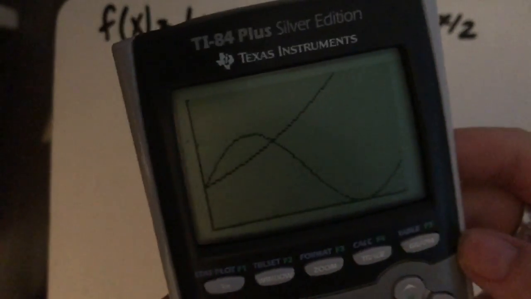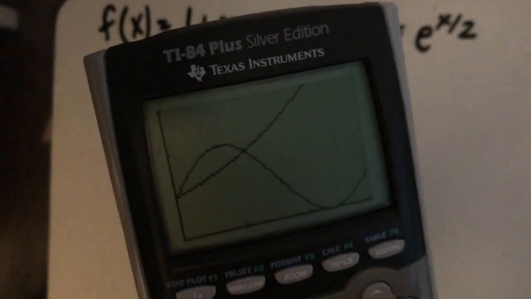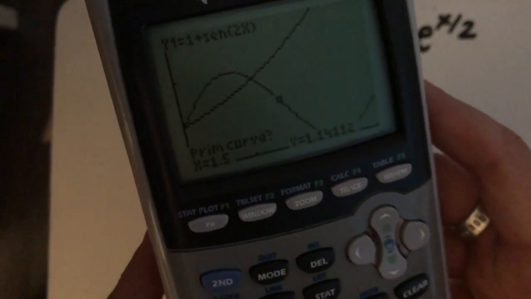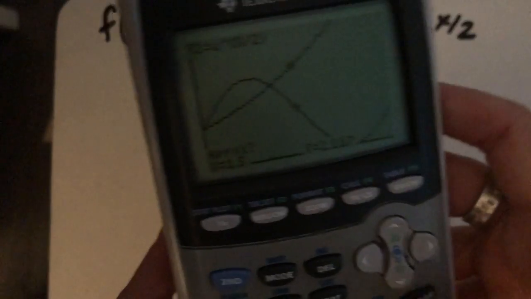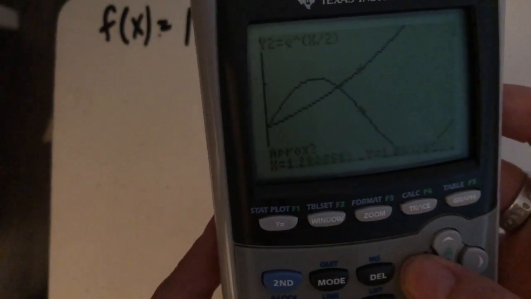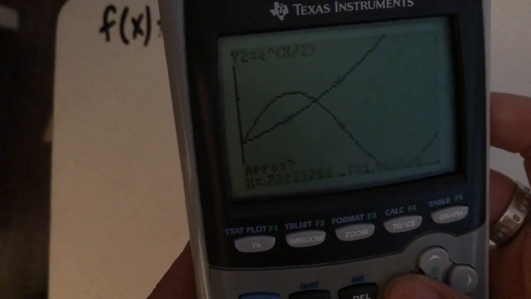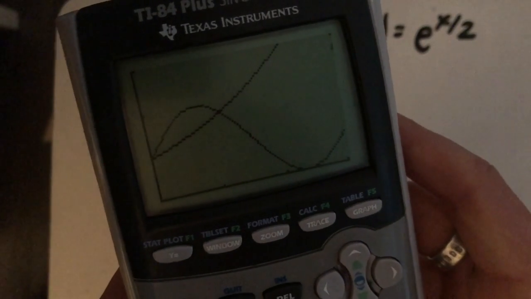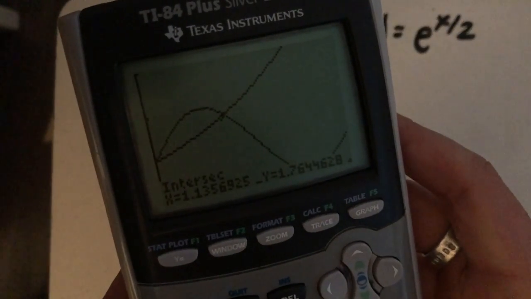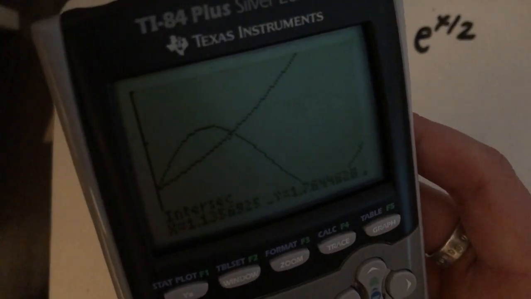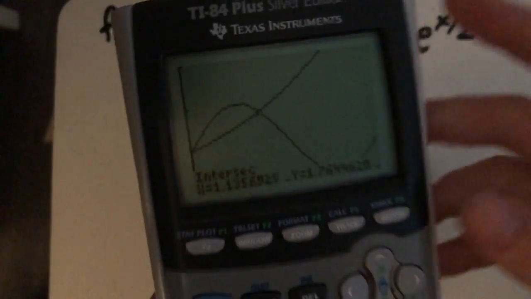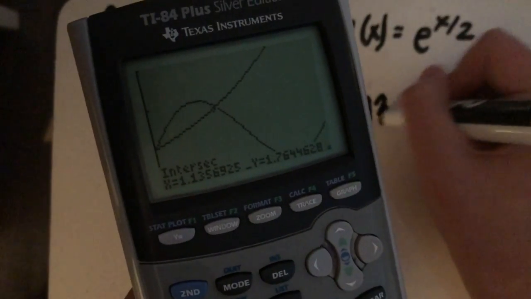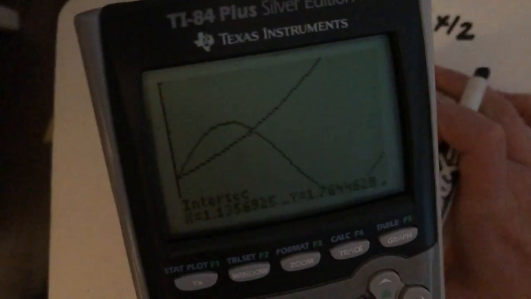So in order to calculate our intersections, on this calculator, I do second calc, and I want the intersection here, and curve 1, curve 2, and then my guess. I actually want to guess this one over here, which I'm thinking is going to be 0, so I'm going to move closer to right here. And, oh, it did find us this one, I think. So it found us x is equal to 1.135, actually 1.136.